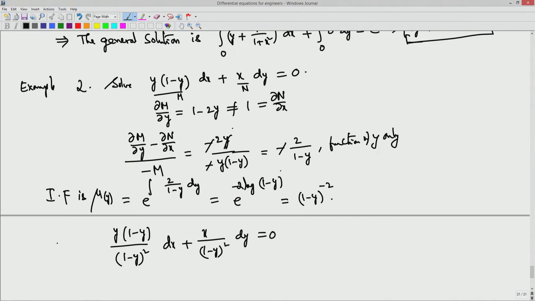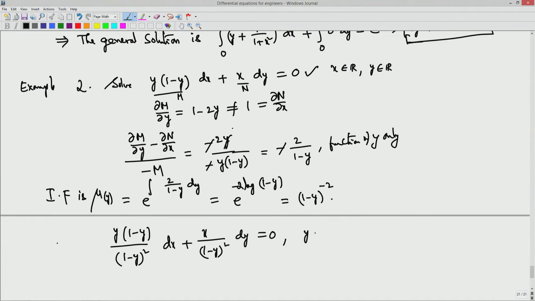See, I have got this equation where x belongs to all of R. I do not have issues, there is nothing like 1 by x, x is defined everywhere, y is also defined everywhere. Now you are multiplying this equation by 1 by 1 minus y whole square. That means at y equal to 1, this equation is not defined. After multiplying the integrating factor, you have an issue at y equal to 1.